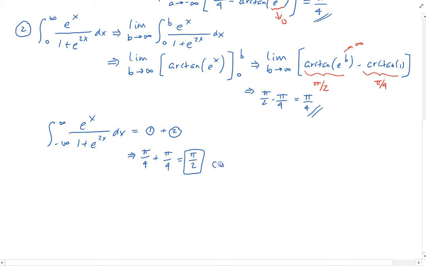So this is converging. It converges. That means if you look at the area underneath the curve for this function, going from minus infinity, as you increase the outer bounds, the total area is converging to pi over 2.